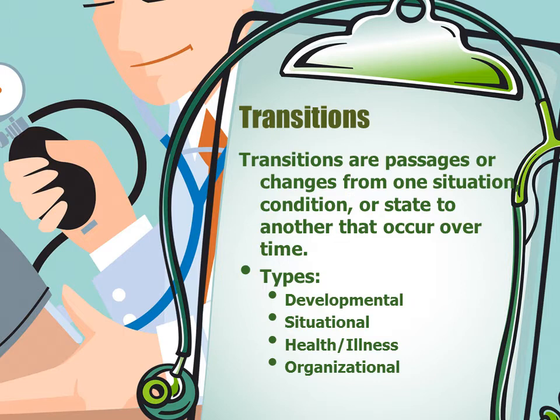We have developmental transition, which would be like becoming a parent or a midlife crisis. Situational, which is nursing school, graduation, divorce, having a child, etc. Health or illness is dealing with a chronic illness, surgery, trauma, an extended acute illness, health of a significant other, parent, or child. Organizational is a change in an instructor, staffing changes at work, etc.